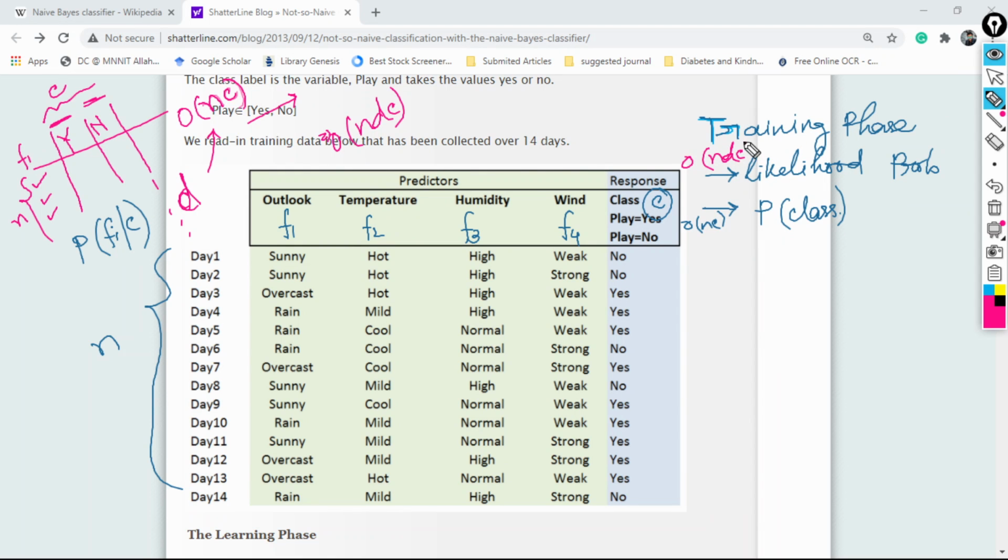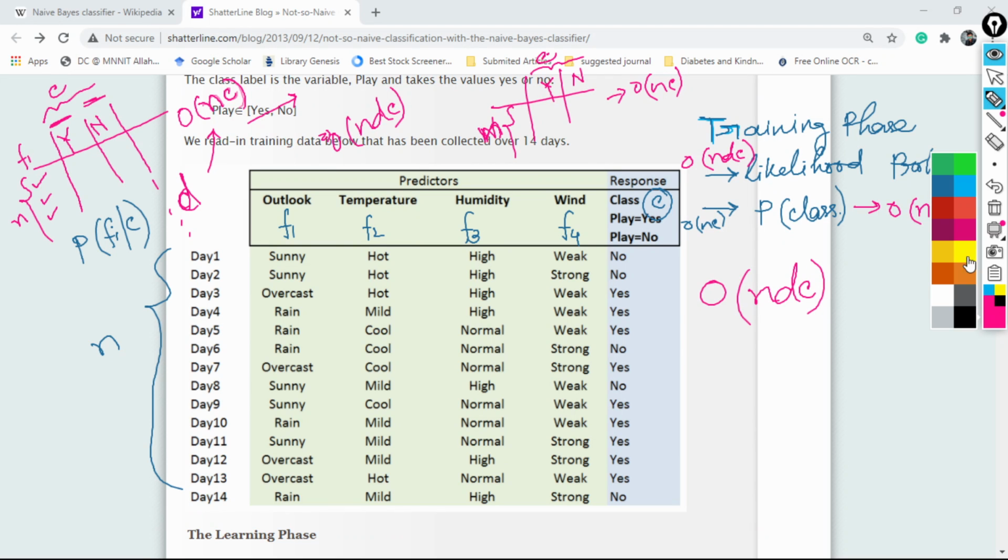I think you are clear on how the training time complexity of the likelihood probability comes to NDC. And for the class label, similarly the time complexity will be order of NC. The same thing applies: we pass through each class C, yes or no, and through each data point N, so we require NC. The maximum one is the likelihood function complexity, so the total time complexity in the training phase is NDC.